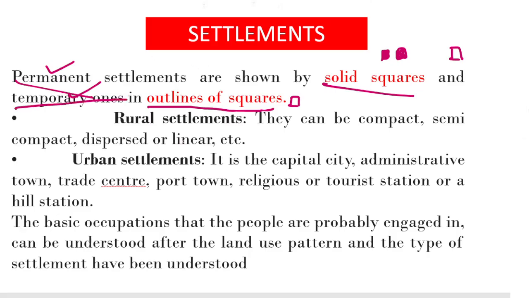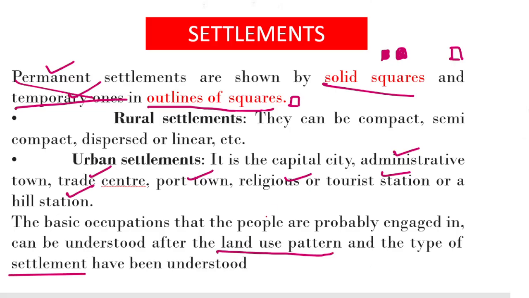So here we get one permanent, another one temporary. Now mostly in our map we are going to get the rural settlements. But we have urban as well, where we can see the administrative town, trade center, port towns, religious and tourist stations, as well as the hill stations. And the basic occupations that the people are probably engaged in can be understood by the land use pattern and the type of settlement.